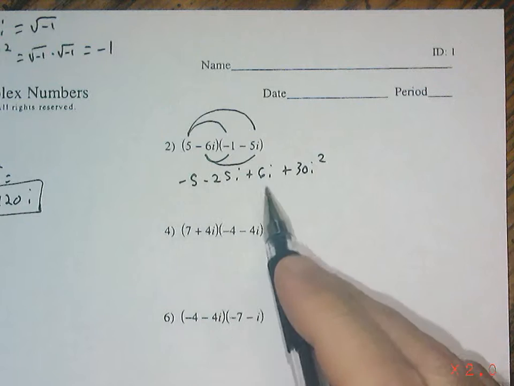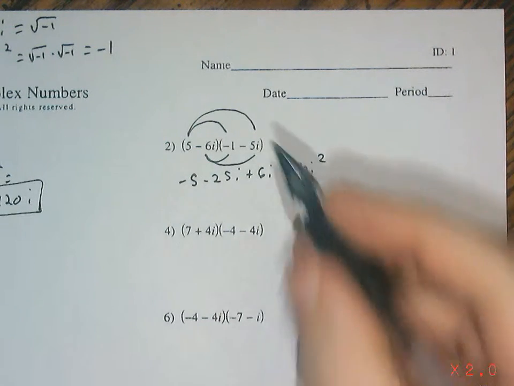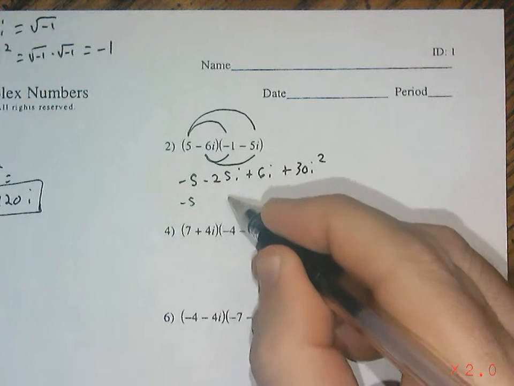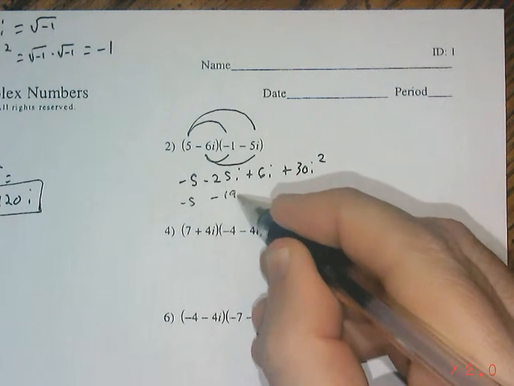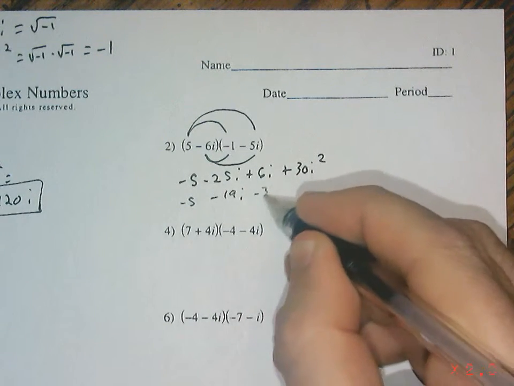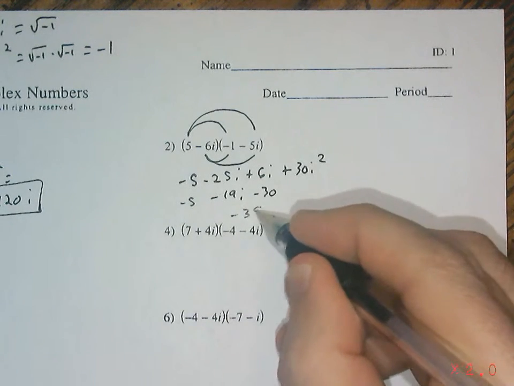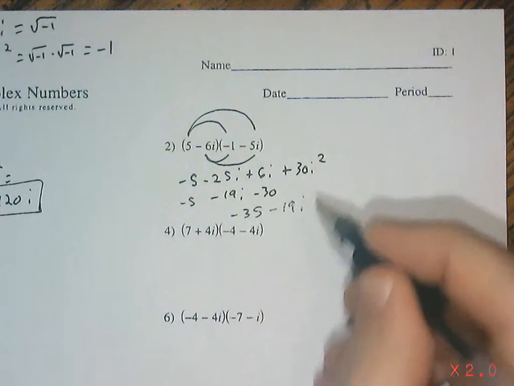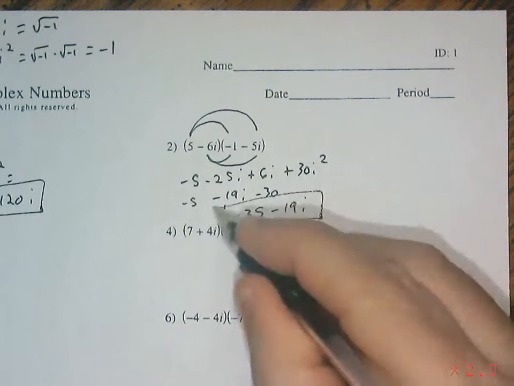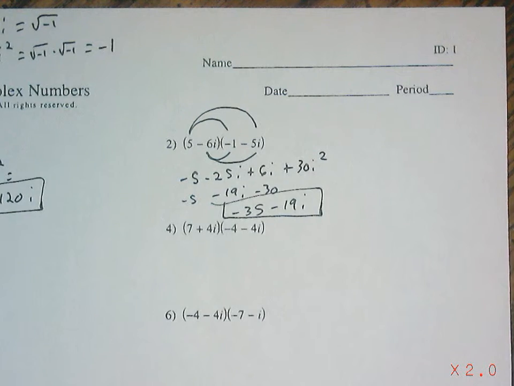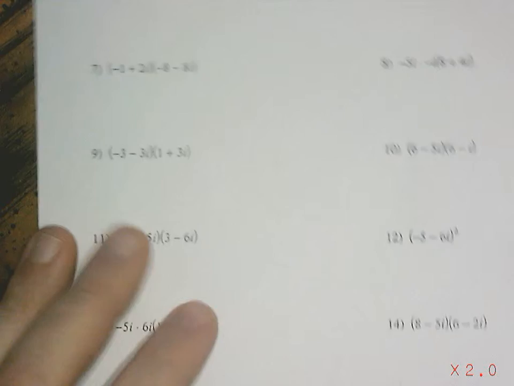So let's combine these, rewrite that. So I have negative 5, negative 25i and 6i is going to become negative 19i. And then I have minus 30. Combine those, I would have negative 35 minus 19i. And that would be my final answer. Okay? Not too tough, right? Let's look at another one. Let's come down here, do one of our middle ones.